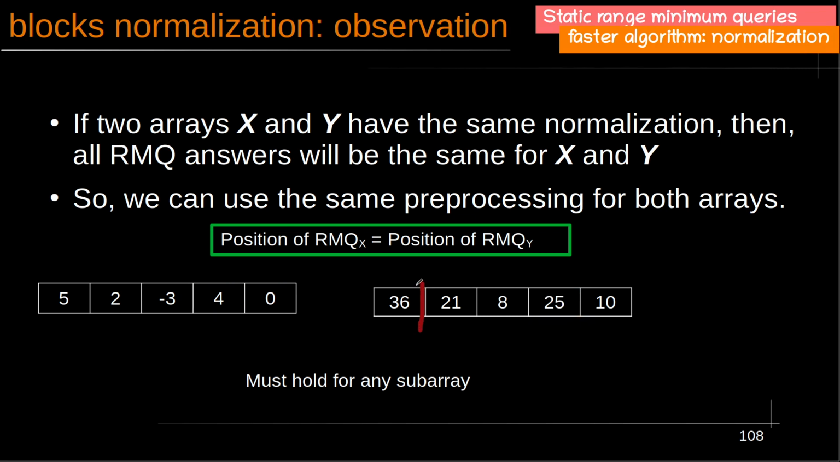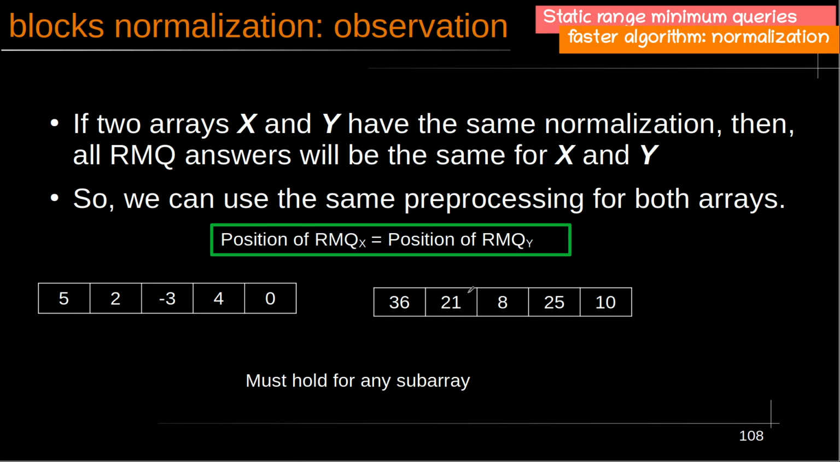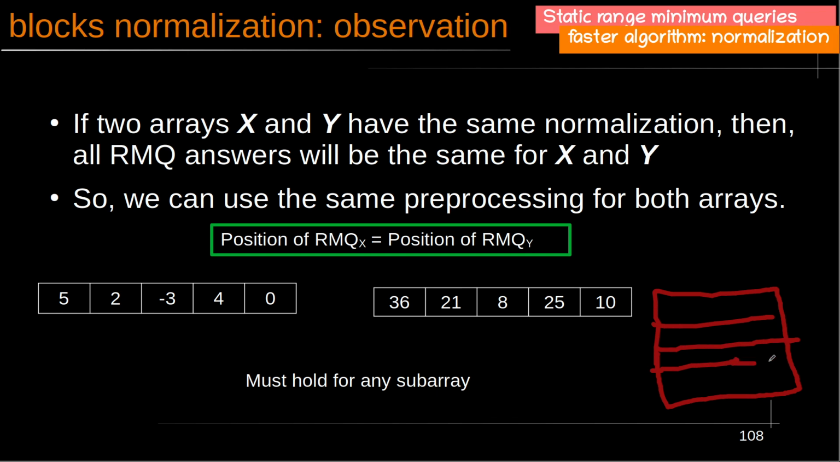Let's take another example, this one. And this one is at position 2. This one is at position 1. Position 1, etc. As you see, because these two arrays have the same type or the same model, the RMQ of one is the RMQ of the other, the position. So we can pre-process these two arrays like this. We can draw a 2D array of size 5.